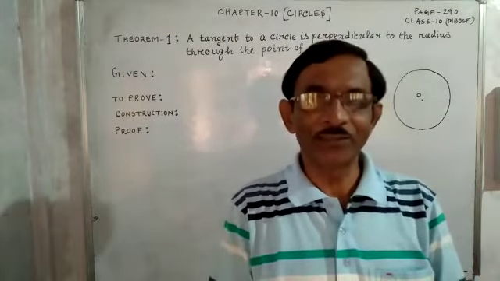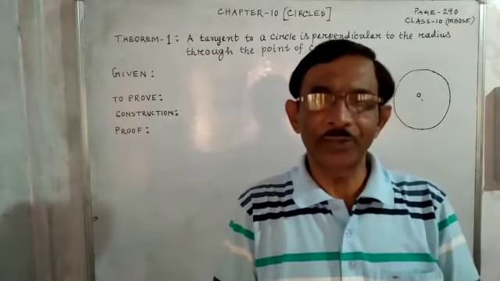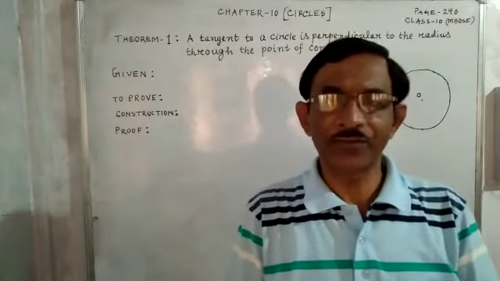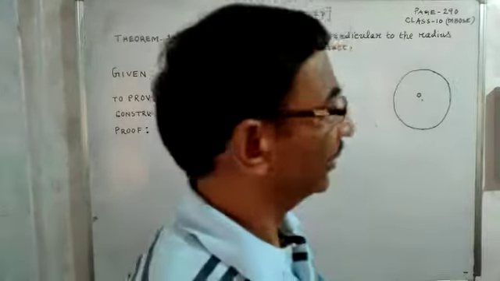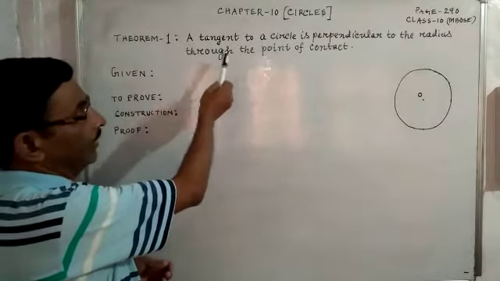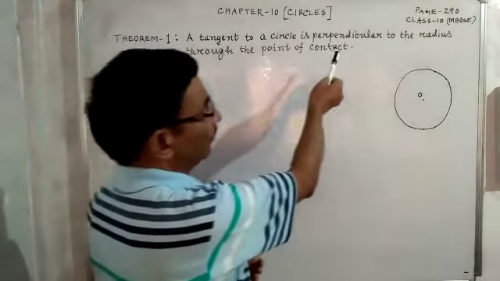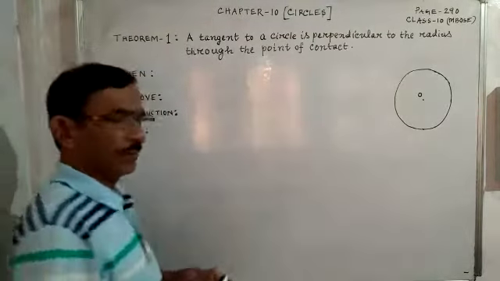Hello, my dear students. Today we will learn a theorem from the chapter Circle. So, look here, theorem number 1: a tangent to a circle is perpendicular to the radius through the point of contact.